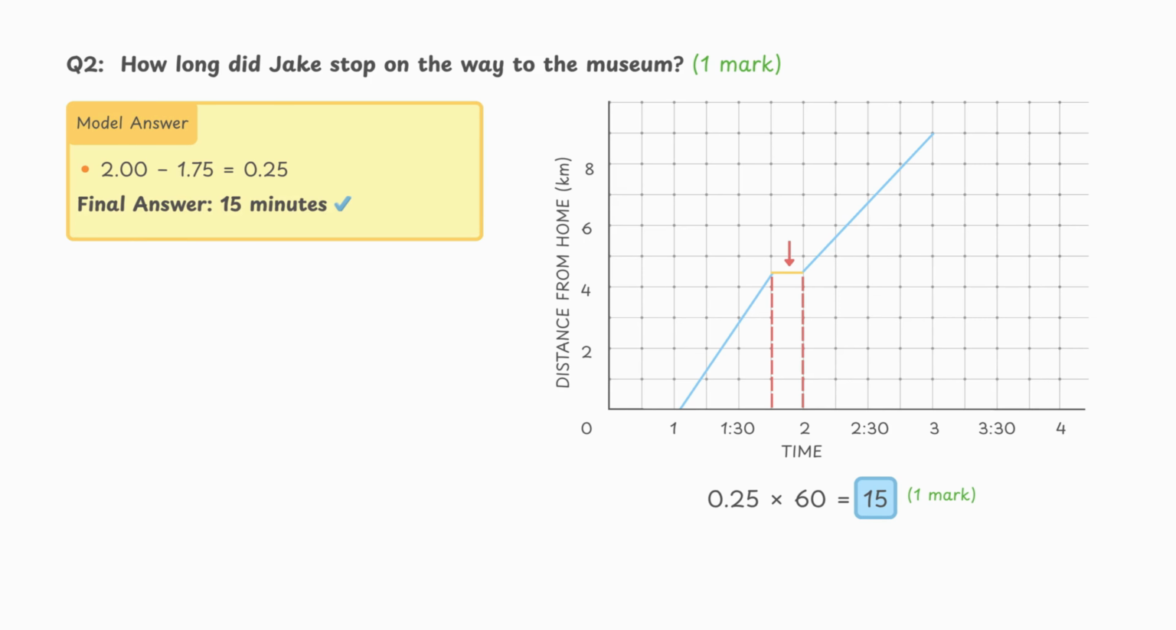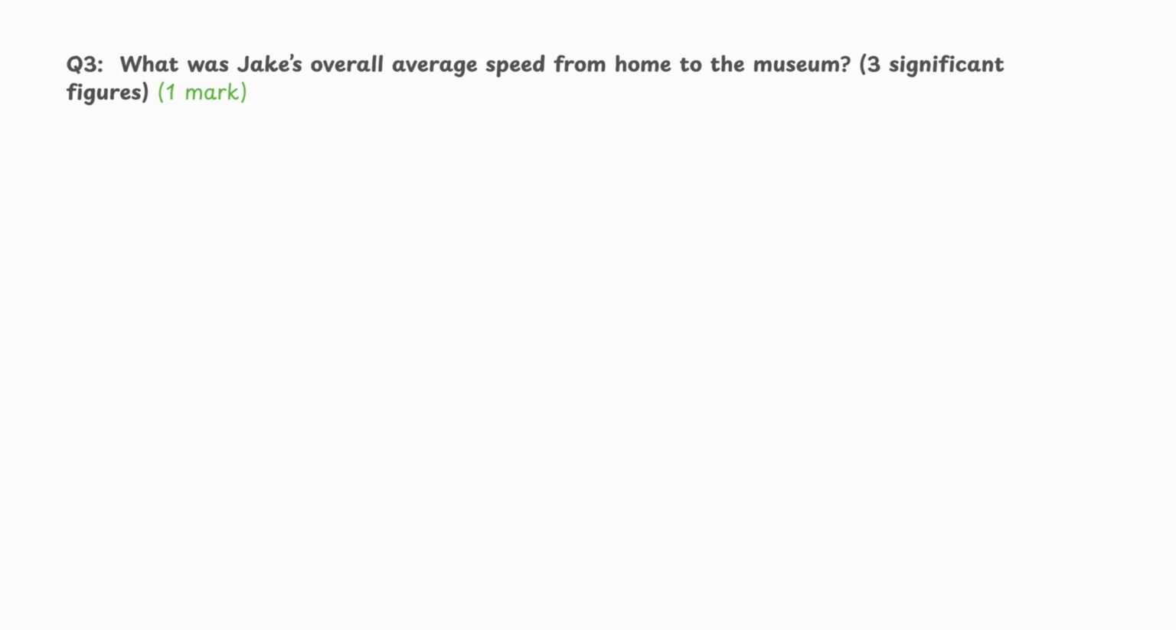Now let's move on to question 3. You can pause the video and try it yourself. The question asks, what was Jake's overall average speed from home to the museum, correct to 3 significant figures? Now, before we calculate anything, let's think carefully about what the phrase overall average speed actually means.